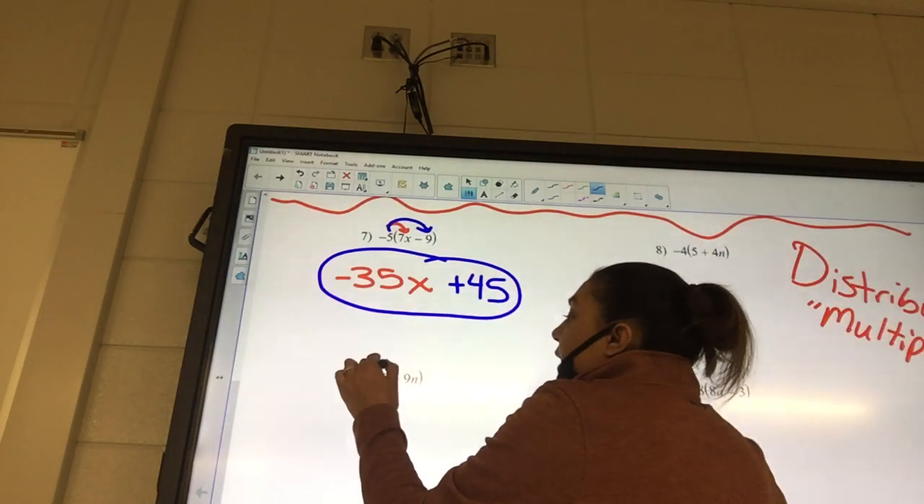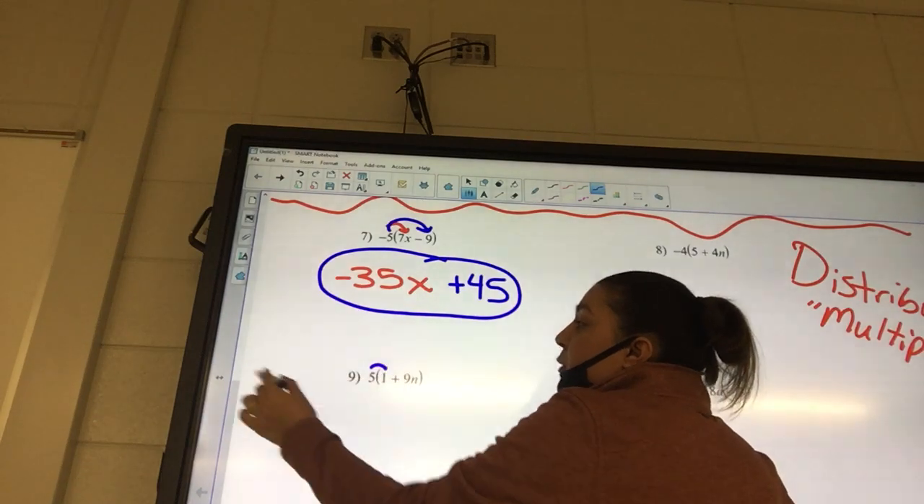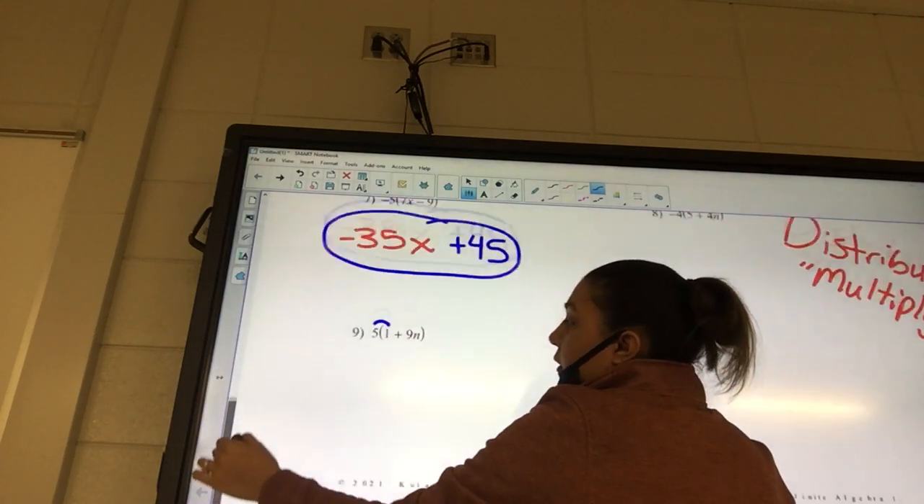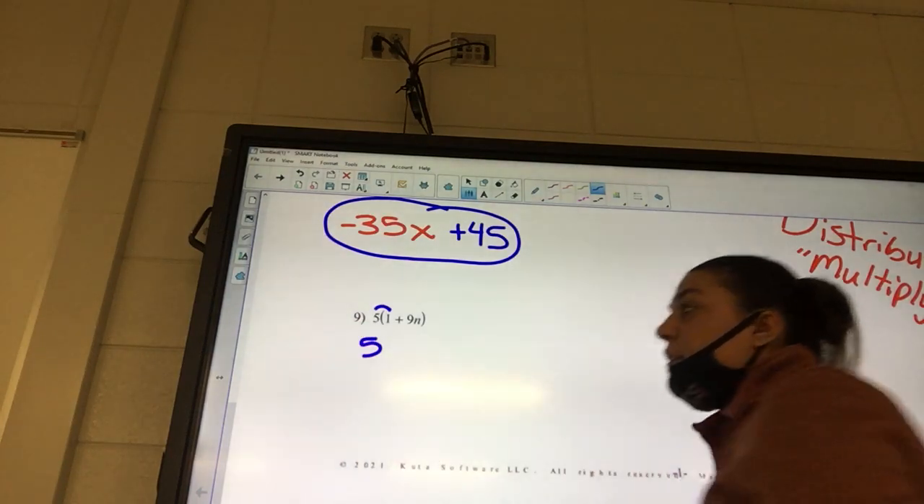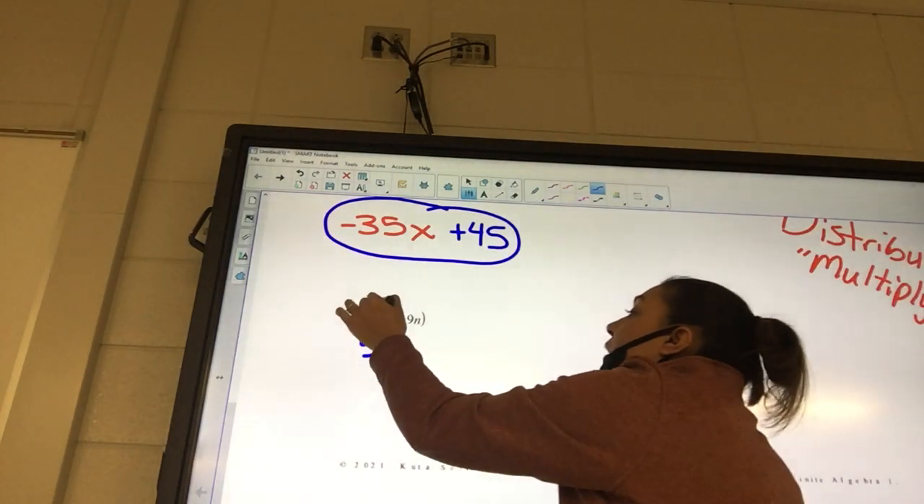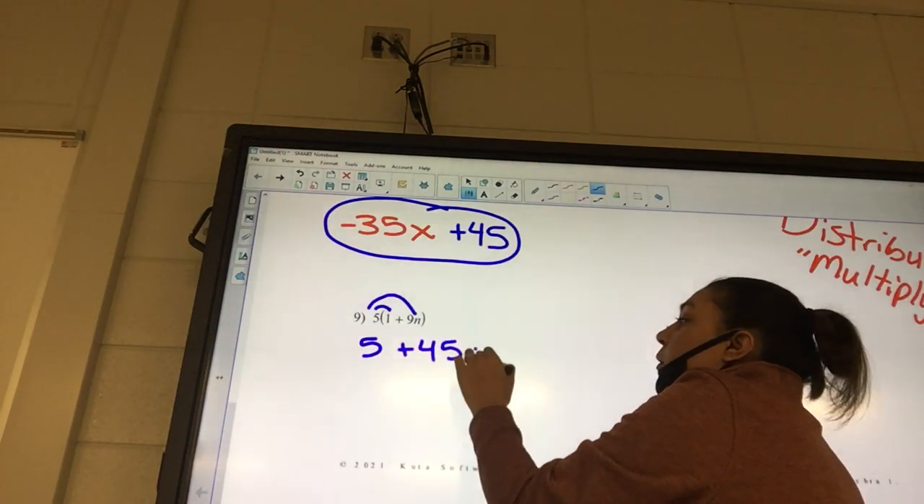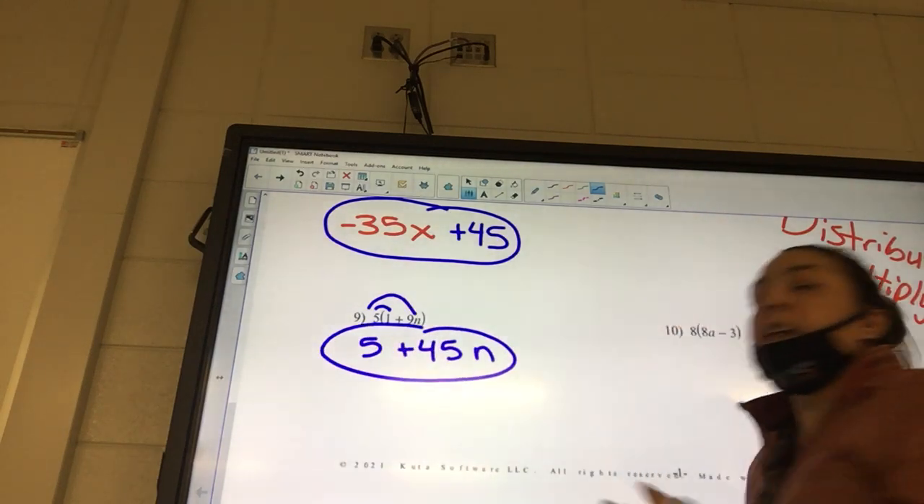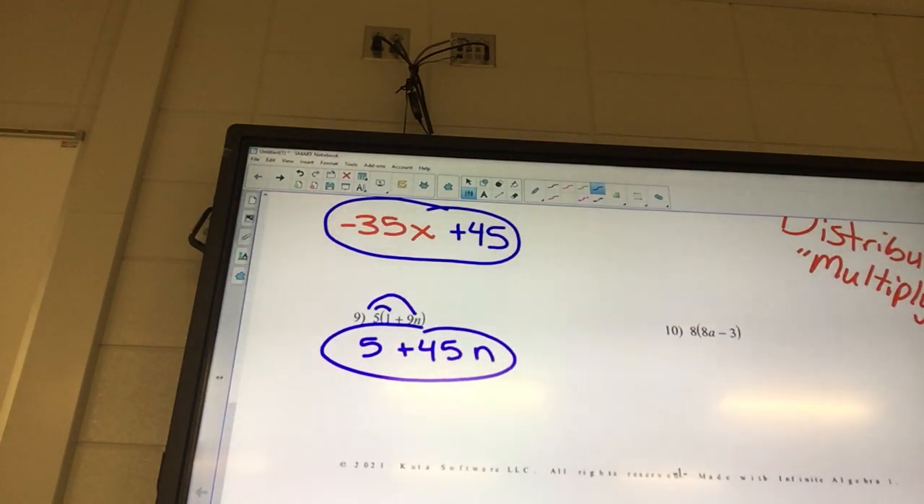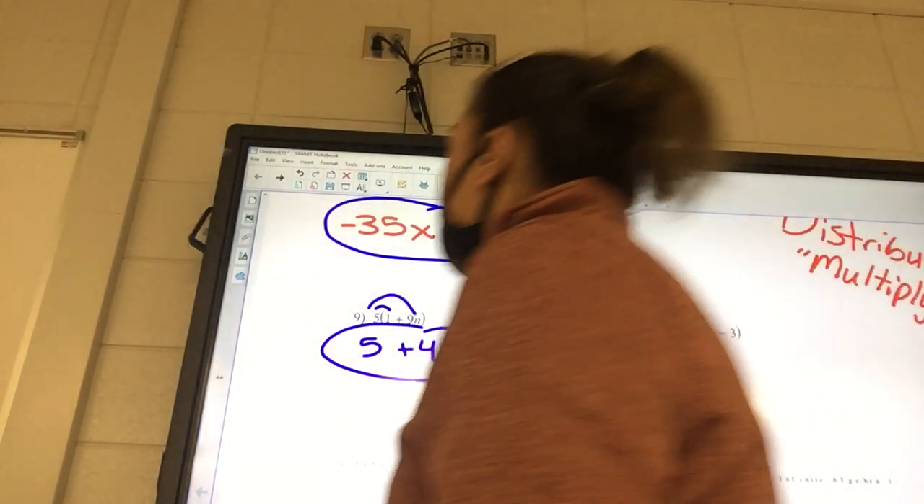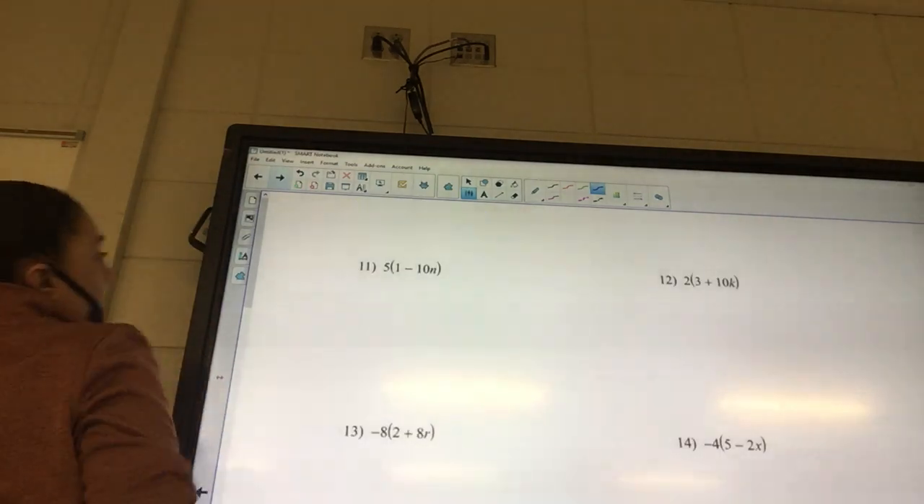Okay, if we look at 9, we say this. So 5 times 1. 5. It's no letter. 5. And how many n's? None. 5 times 9 is 45. How many n's? 1. And so the reason I stop and circle here, can you put the 5 and the 45 together? No, why not? Because one of them's an n and one of them's not. So we can't put those terms together. Eventually you would distribute and then combine like terms, but you can't do that yet.